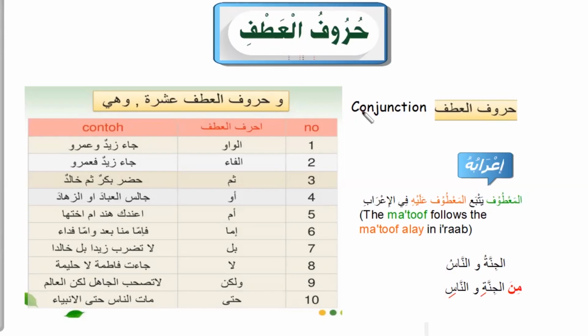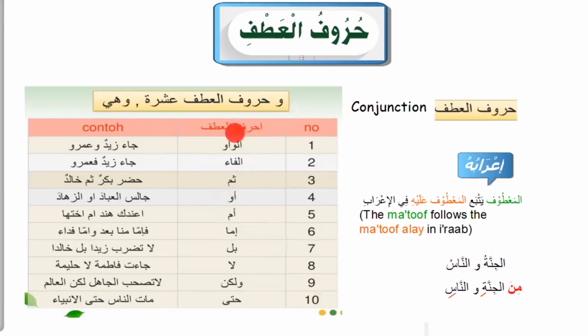Okay, so let's look at it here. So they say huruf al-atf. This is a table that consists of the huruf al-atf. Okay, so look at the table. So they said huruf al-atf ashara, وهي يعني هي ما يلي. It is what follows. حروف العطف عشرة. They are 10 in number. Okay. وهي, and they are, so they are here 1 up to 10.